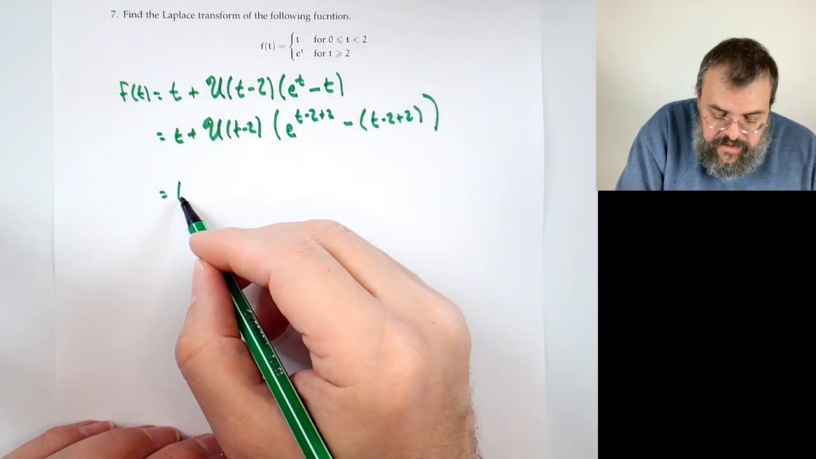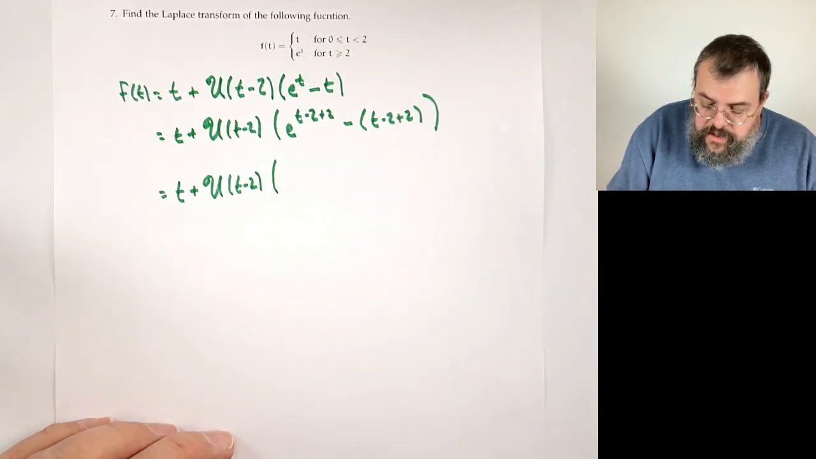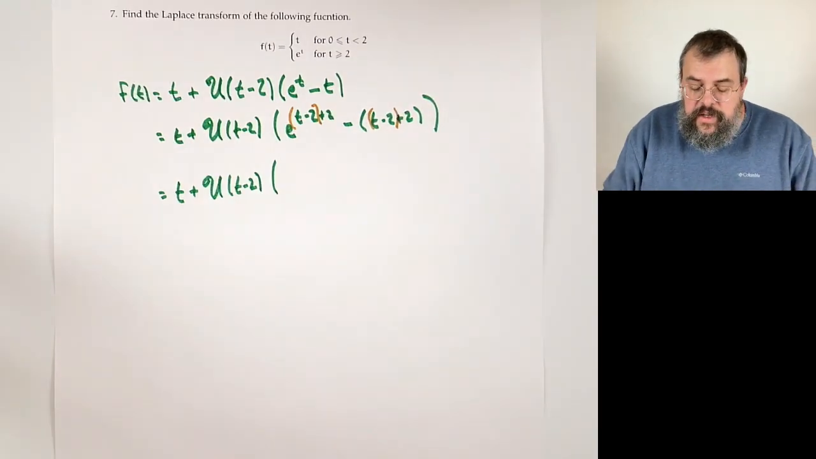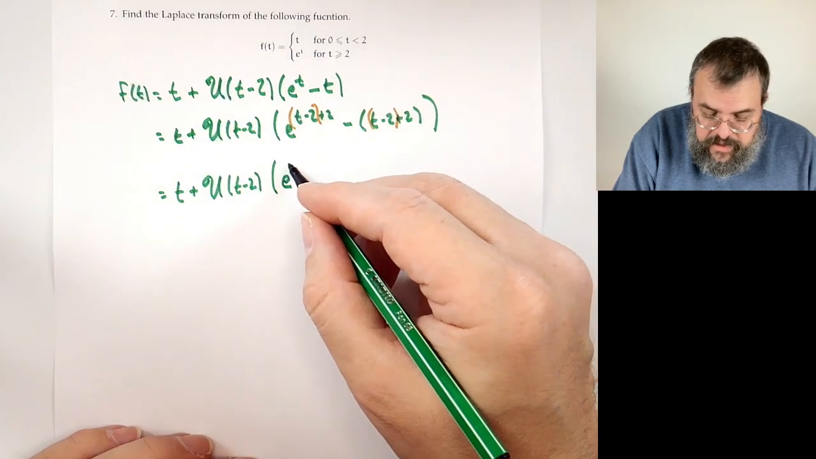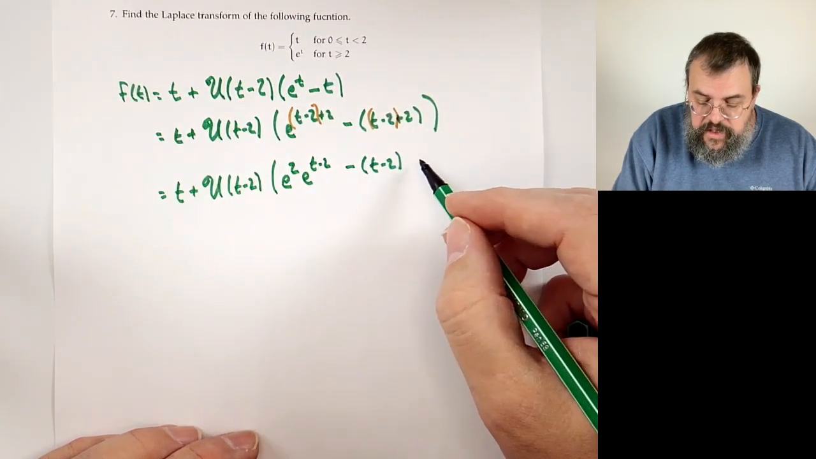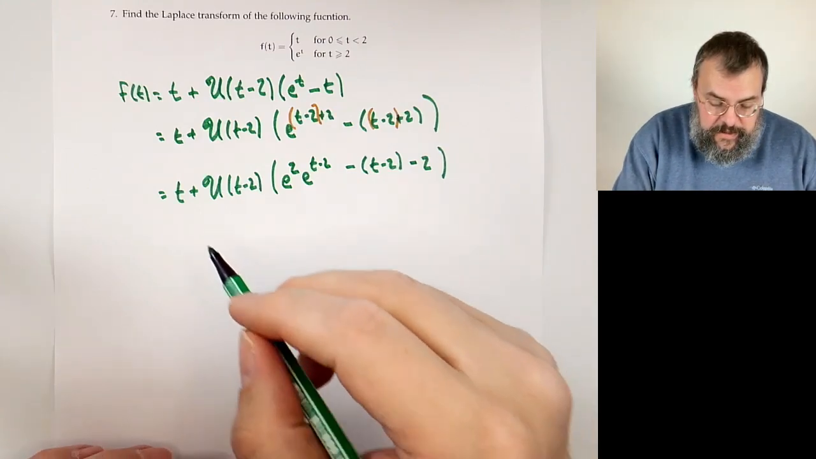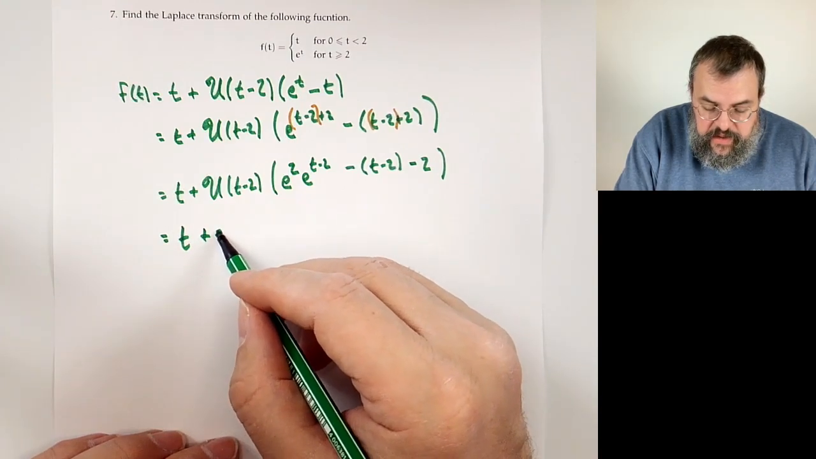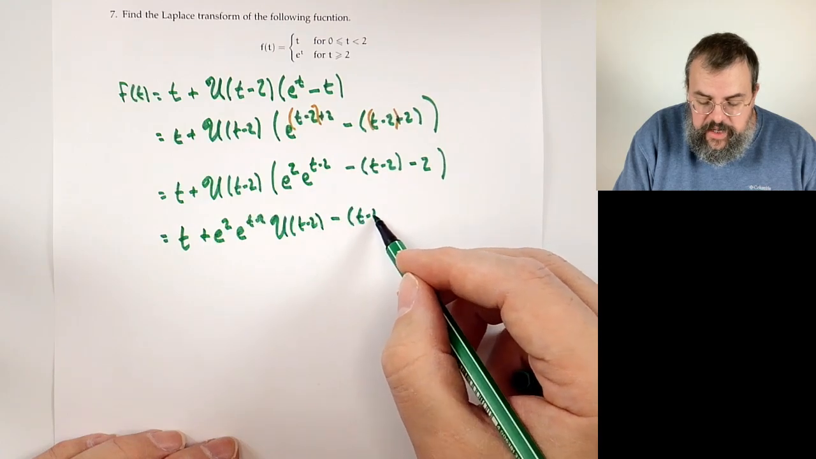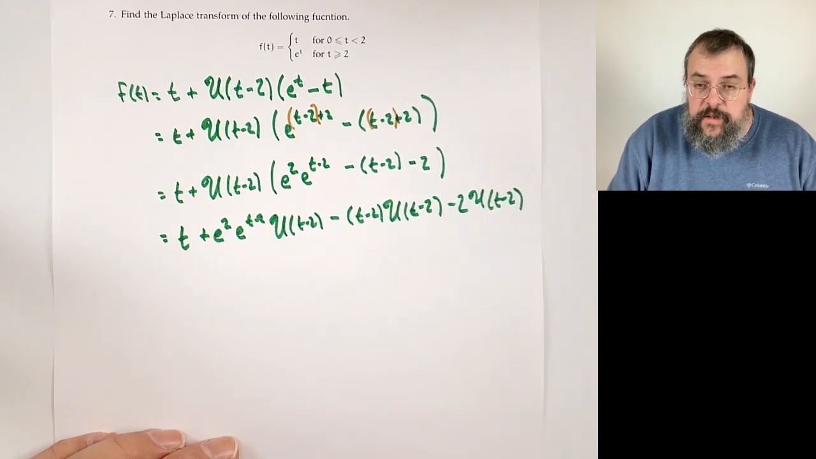What happens? We can rewrite this as e to the t minus 2, and then plus 2, so you can break it apart. We can write this as e squared, which is a constant, times e to the t minus 2. And then we'll have t minus 2, and then another minus 2. Let's distribute. So that's t plus e squared e to the t minus 2 times the unit step function t minus 2, minus t minus 2 times the unit step function t minus 2, and minus 2 times the unit step function t minus 2.